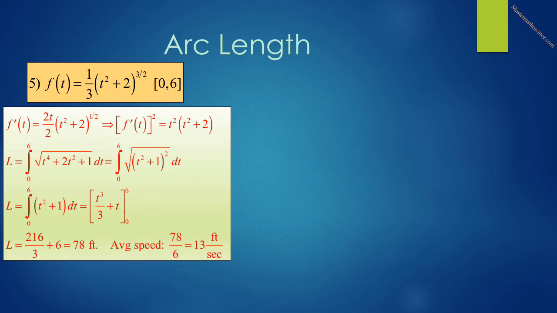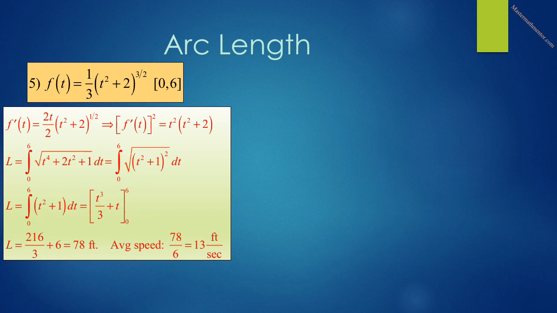In number 5, you are told that at time equals 0, a bug crawls along the path f of t equals 1/3 quantity t squared plus 2 raised to the 3 halves power, where t is measured in seconds and f of t is measured in feet. We are interested in the average speed of the bug over the first 6 seconds. In order to do that, we have to figure out how far the bug traveled, and that is the arc length formula. So we start with f prime of t is equal to 3 halves times 1/3 times t squared plus 2 to the 1 half power times 2t. And this gives 2t over 2 times the quantity t squared plus 2 to the 1 half power. And if we square that, we end up getting t squared over the quantity t squared plus 2.